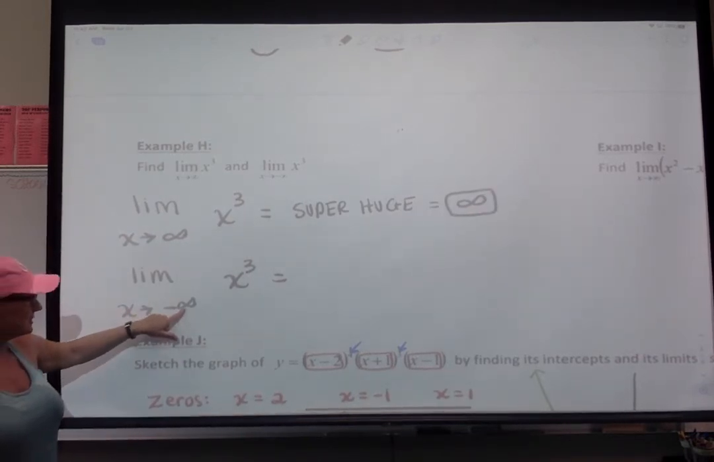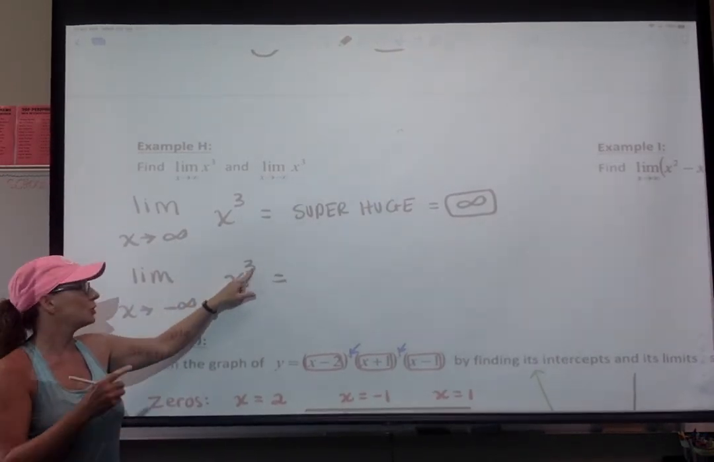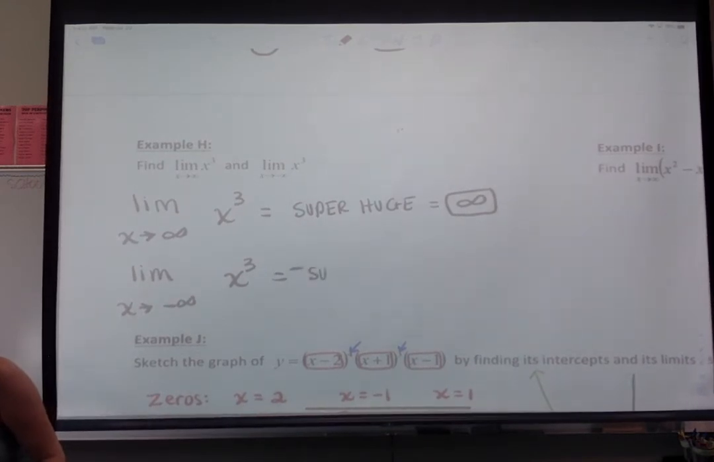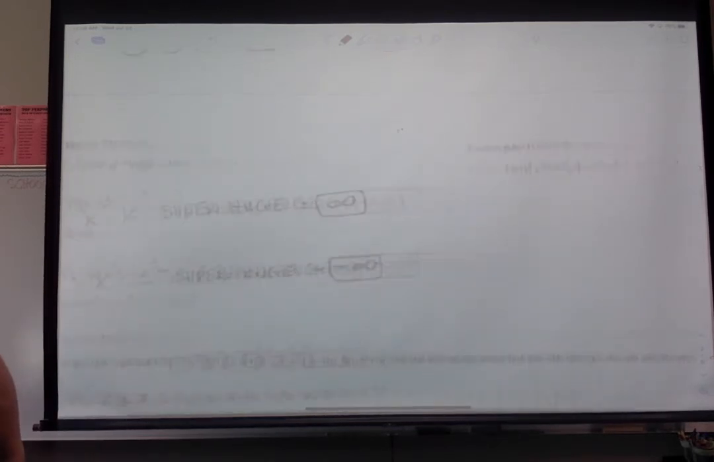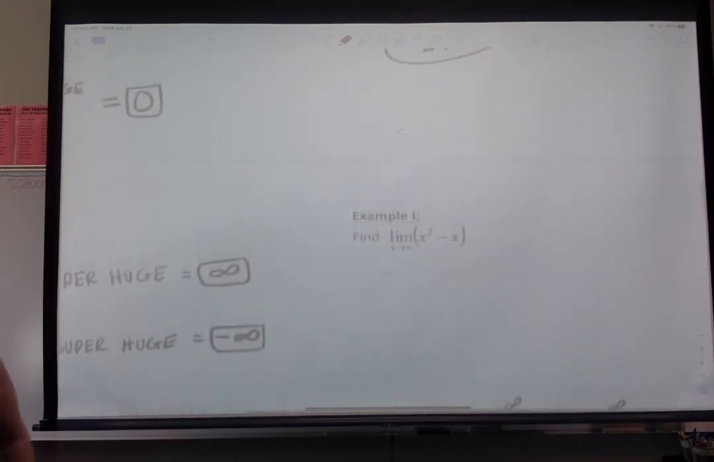As x approaches negative infinity, plug in a negative huge number and cube it. You get a negative super huge number. So negative infinity is where the y's are headed. Next one.